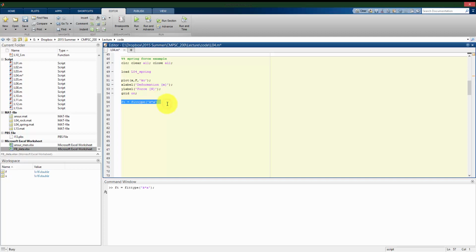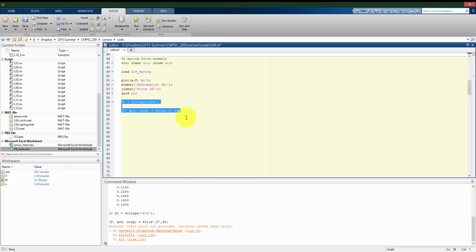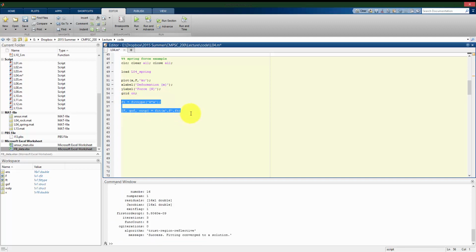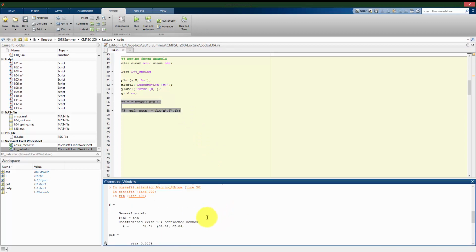Okay, so I want to define my fit type, and now I want to get out of these values, this f, the GOF, and output, using the fit command, and I have my independent variable x, which has to be a column vector, so I do need to use a transpose here so it's in the correct direction, F and FT. And let me run just this so we can see what this output gives us. Now we're not going to worry for now about it talking about start points. That's not going to affect what we're trying to do at the moment.